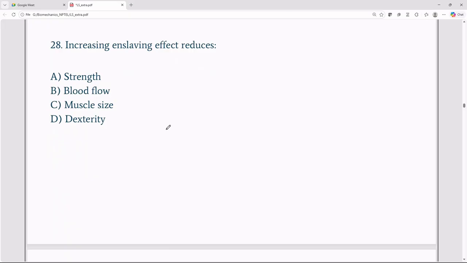Increasing the enslaving effect reduces which among the following? Options are option A, strength, option B, blood flow, option C, muscle size, option D, dexterity.